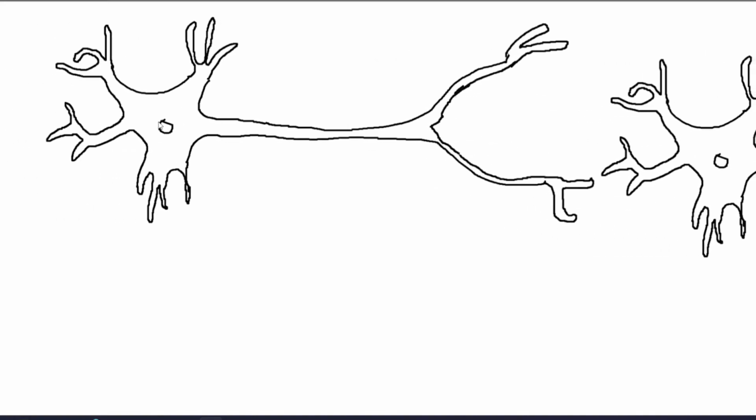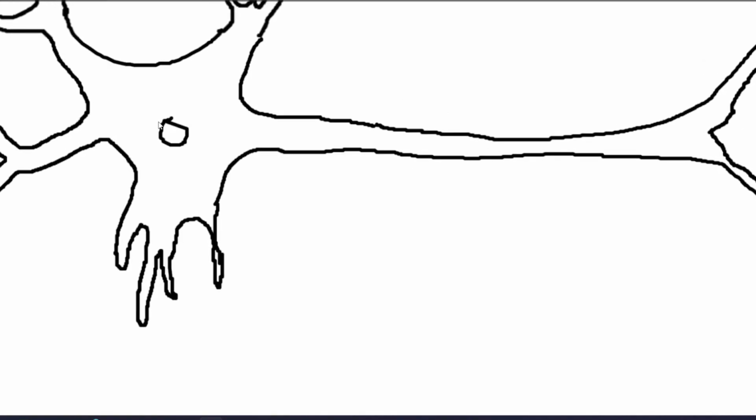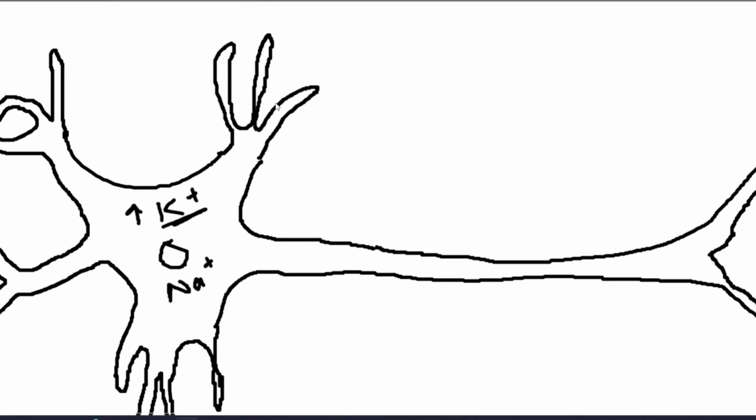So at its resting state, the neuron has a high concentration of potassium inside of the cell. So we have a lot of potassium, super high amounts, inside of the cell, and we have less sodium inside the cell. So not as much, right? But then on the outside of the neuron, we have a lot more sodium present and a lot less potassium present.